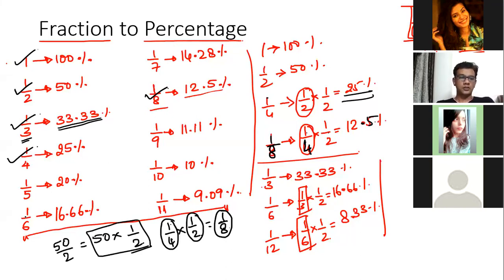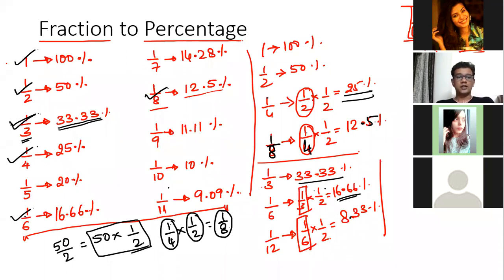What is 1 by 6? 1 by 6 will be half of 1 by 3. That's how 1 by 6 is, half of 1 by 3. So what is 1 by 3? 33.33. So what is half of 33.33? 16.66. So that's how I'm going to remember this. Further, I can start dividing, taking half of every value, and I will keep generating various other values.